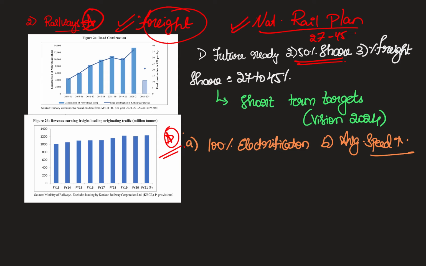And within this national rail plan, we also have some short term targets in the form of Vision 2024, that is 100% electrification of all the lines and phasing out the usage of fossil based engines. And secondly, we have to increase the average speed of all the trains.